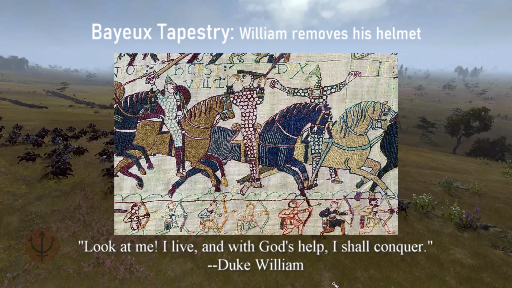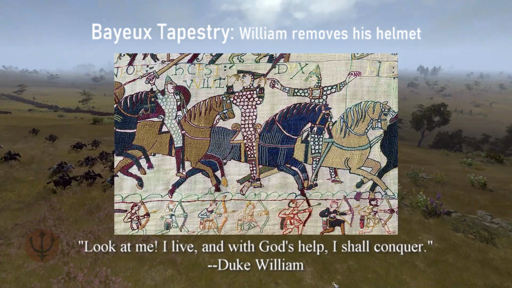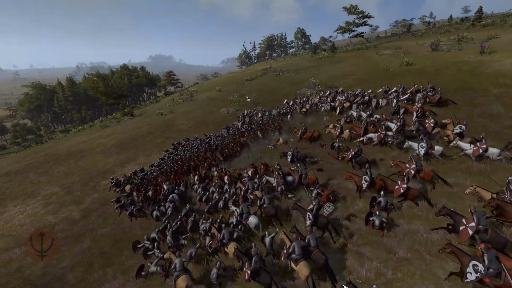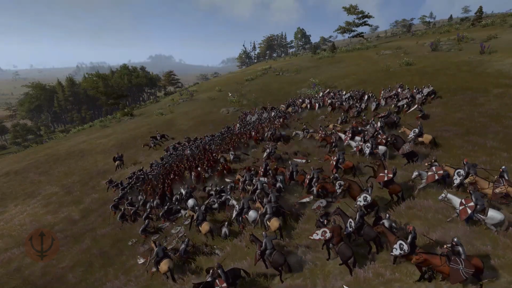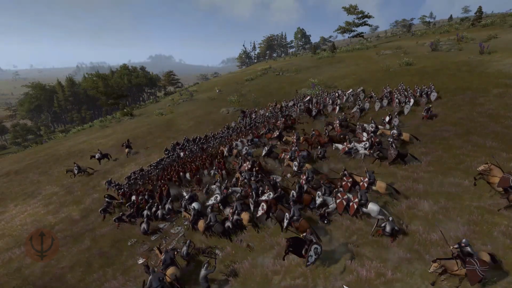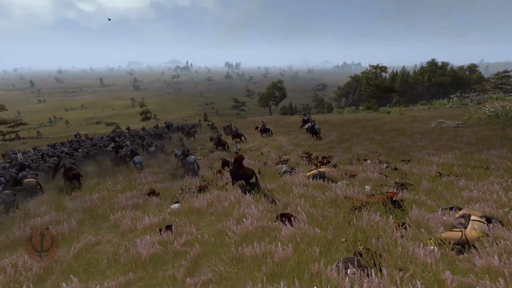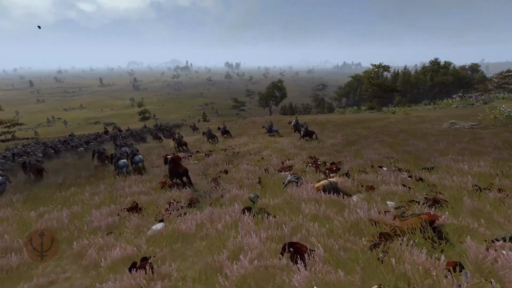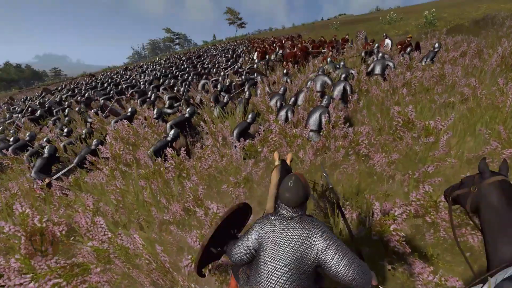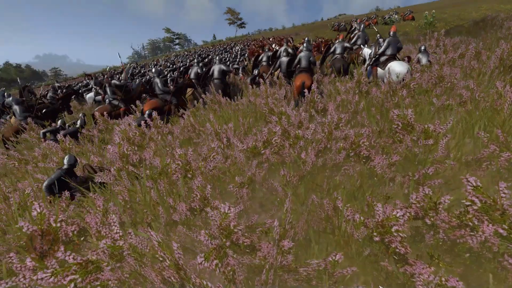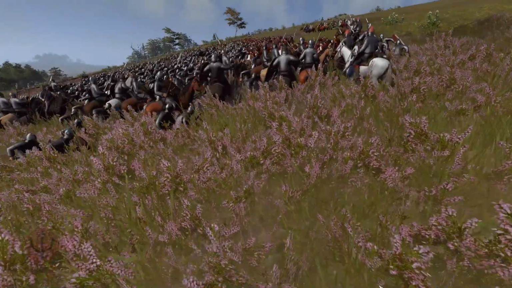"Look at me. I live, and with God's help, I shall conquer." The fleeing Bretons regained their composure, and with them, William led a countercharge against the pursuing Saxons, completely annihilating the exposed soldiers. Upon seeing the success of this tactic, William's army continued this ruse at least two more times, pretending to flee mid-battle and luring the Saxons away.